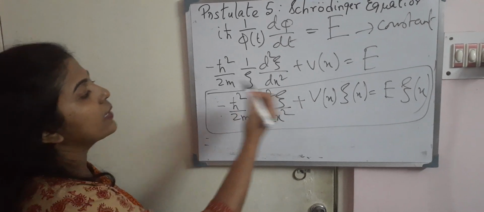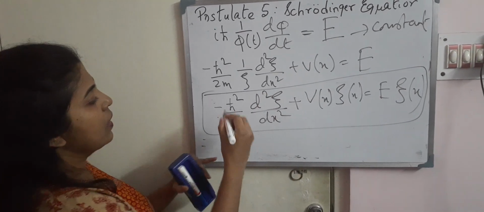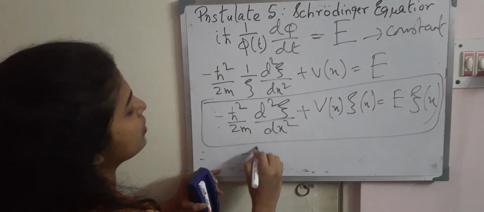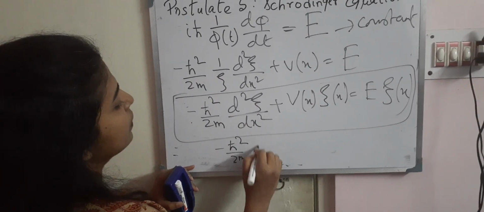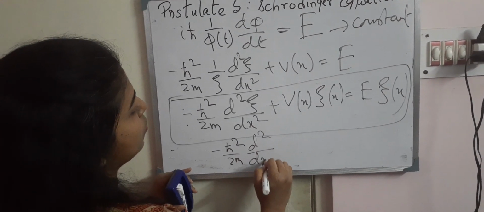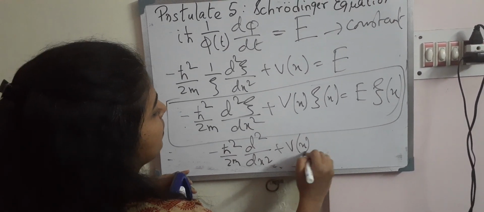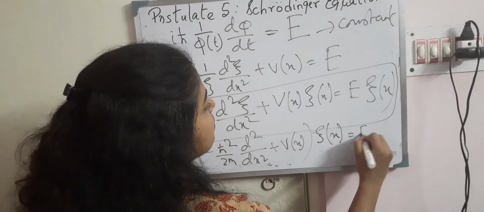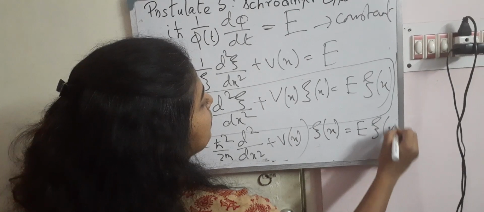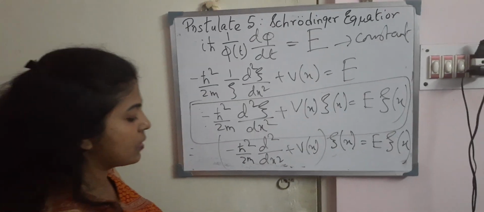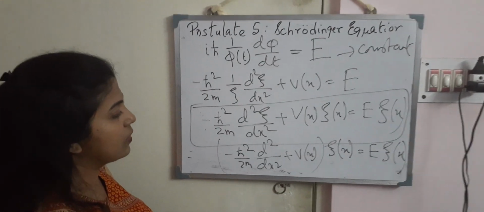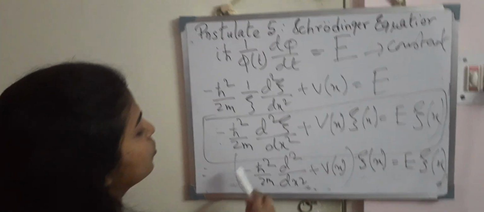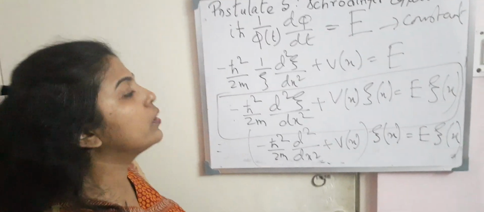So, there is another way of representing this equation. You can see from here that this whole thing, minus h cut square by 2m d2 dx square plus V(x), represents an operator which I have discussed in an earlier class. I don't know how many of you are able to identify it, but you should be able to do it. So this is the Hamiltonian operator.